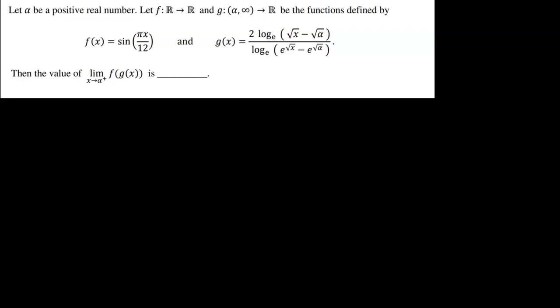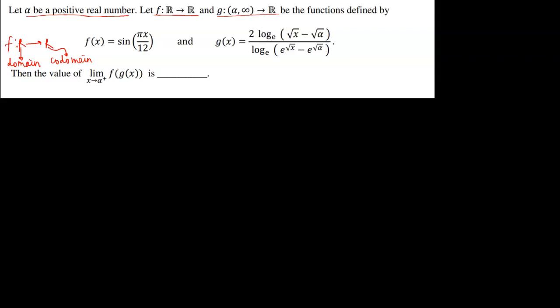Let alpha be a positive real number, and let f: R to R and g: (alpha, infinity) to R. These two are a representation of any function in terms of domain and codomain. So if I talk about f: R to R, then this part is the domain, and this part is the codomain, and the codomain here is R.